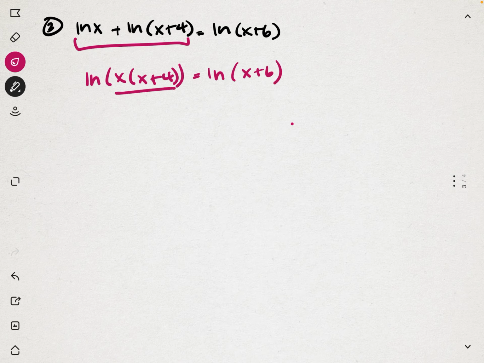Okay, so at this point, I guess we can do this inside part. So we're just going to distribute that x. So ln x squared plus 4x equals ln x plus 6.